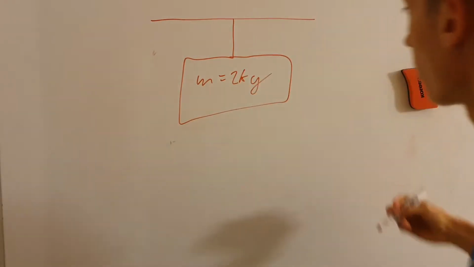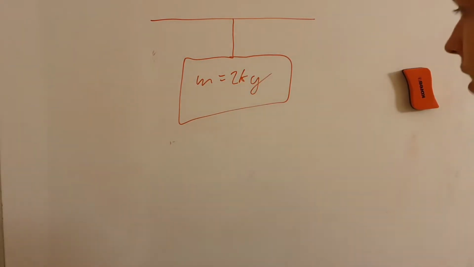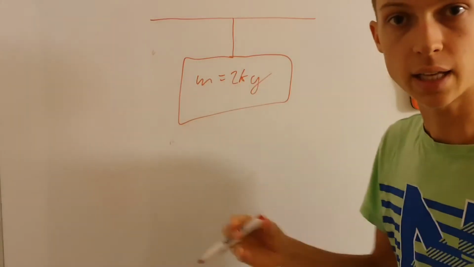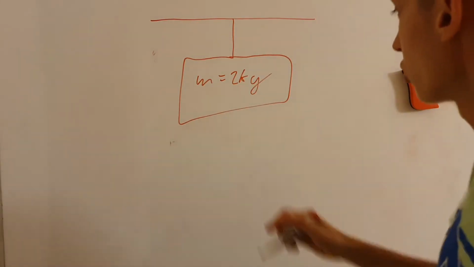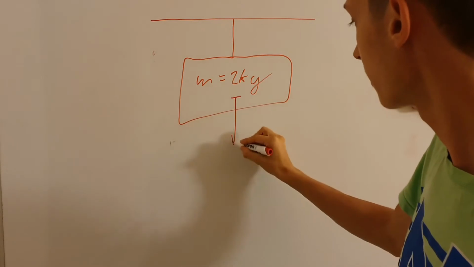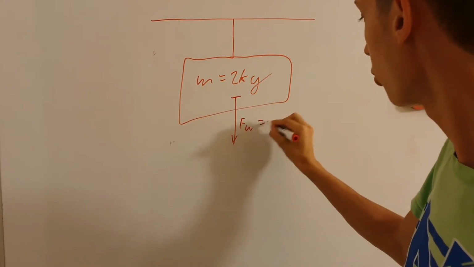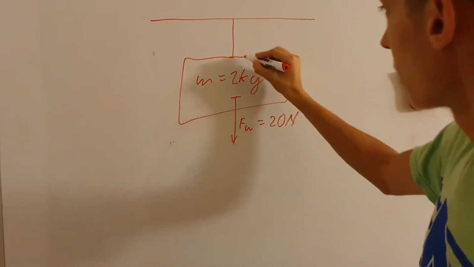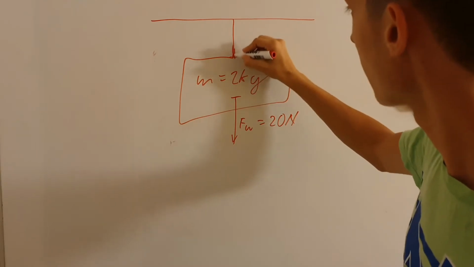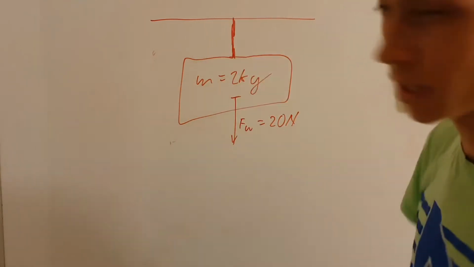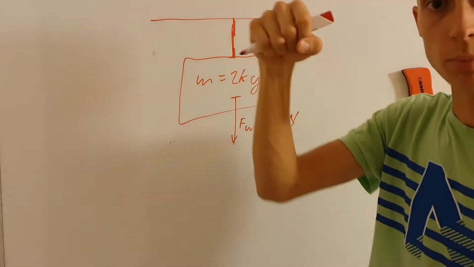And therefore, because we're talking about Earth and there's gravitational acceleration at 10 meters per second squared, or 10 newtons per kilogram, the weight force that's pulling it down will be equal to 20 newtons. Now, there will also be a force, especially from this string. Somebody can be pulling it up with a hand, or a machine can be pulling it up.